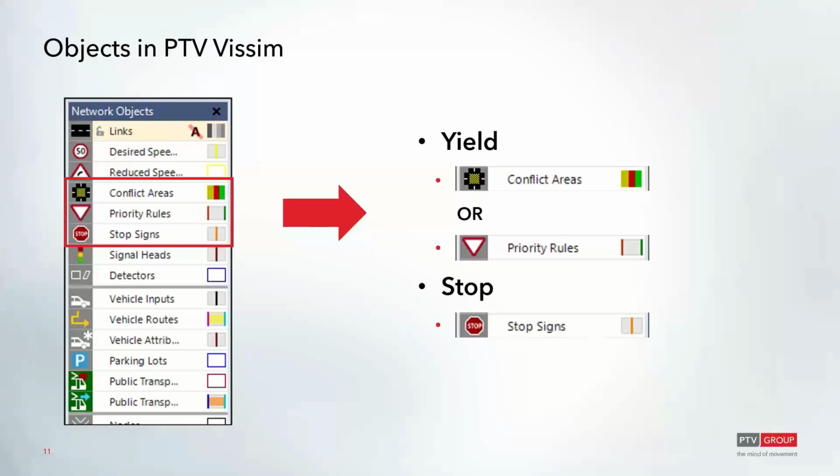So again, in Vissim, any yield location can be modeled using either the conflict area type or the priority rule type. In addition, there's also a stop sign object that can be used to model any of those stop locations.